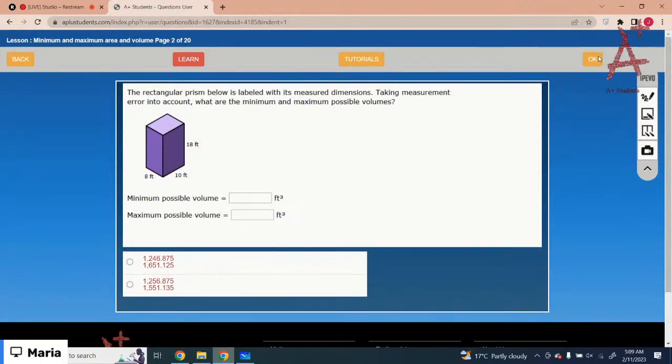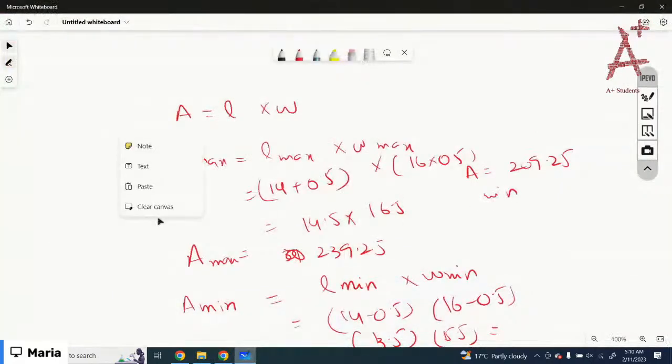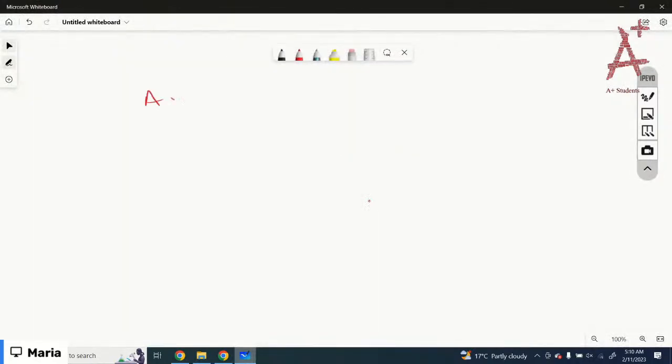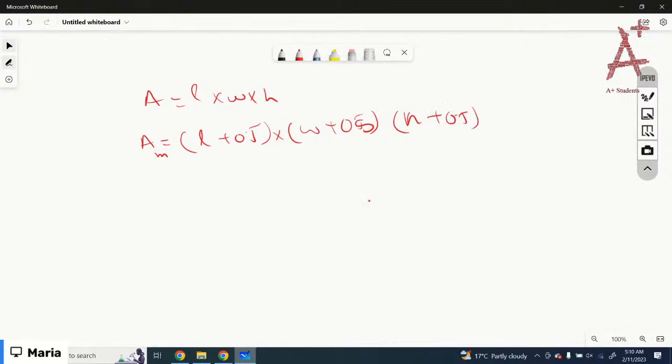Okay, the next one is the rectangular prism labeled with its measured dimensions. Taking measurement error into account, what are the minimum and maximum possible volumes? So the volume of the prism is length times width times height. Okay, it would be V equals length times width times height. So for the maximum volume, you have to do length plus 0.5, width plus 0.5 and height plus 0.5. Got it?